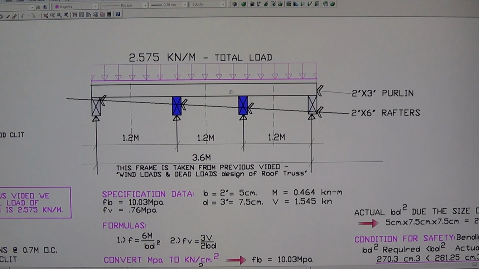We found that this purlin is safe to carry the load, and the next will be the rafters right there, 4 of them. 4 of them in one span of one purlin. Okay, we have to design it in a group.